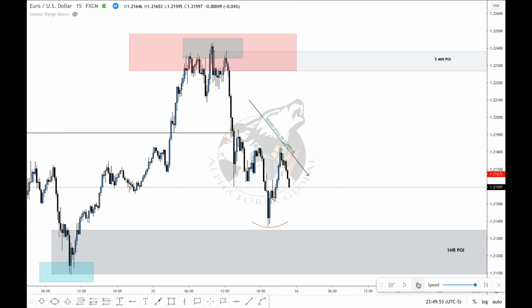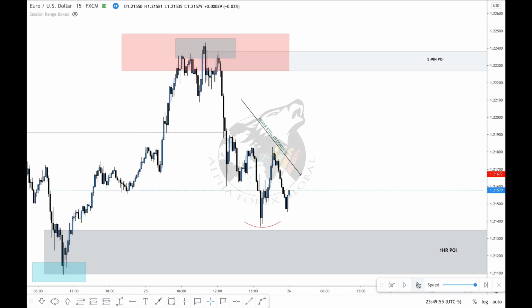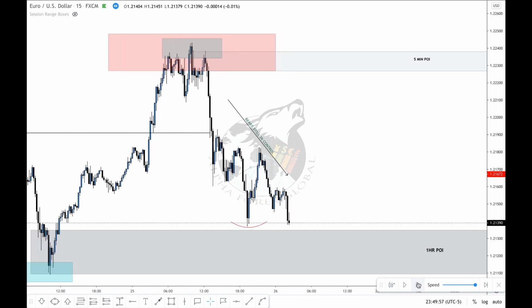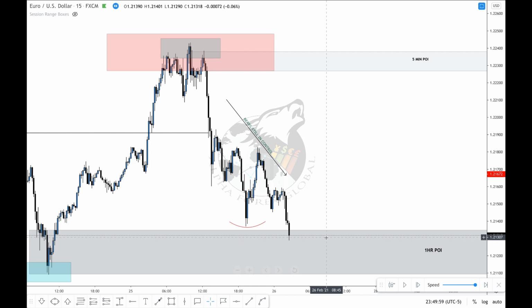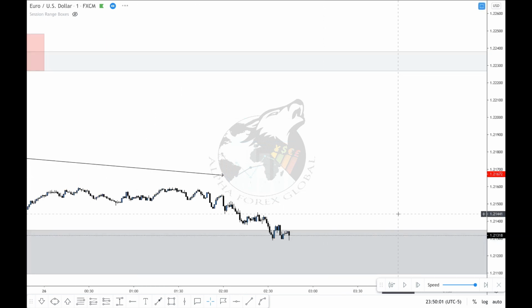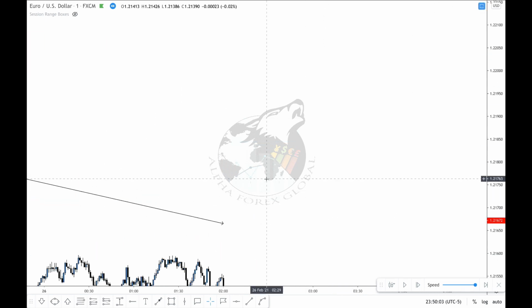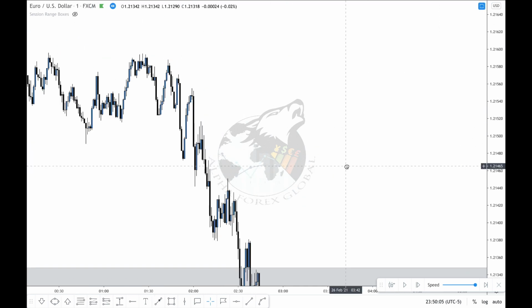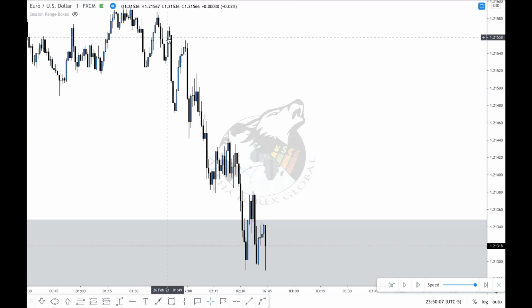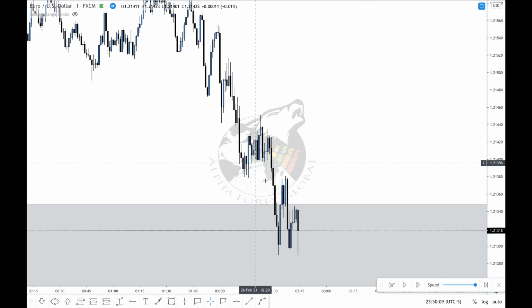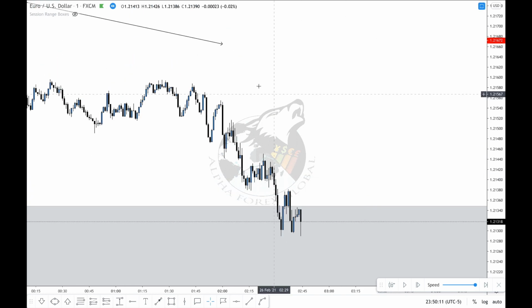Let's play this. Alright, so we tap into our POI. I go on a 1 minute time frame, right? So on the 1 minute time frame here, you can see the market creating lower highs and lower lows, which means that this here is in a downtrend all the way to our POI, right?